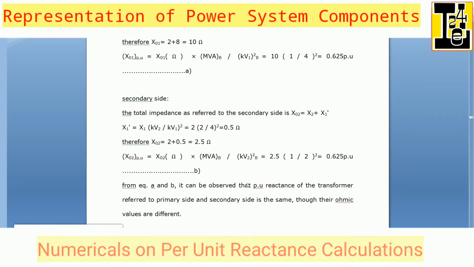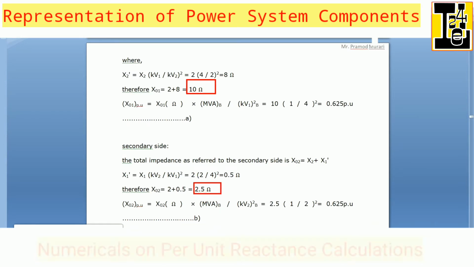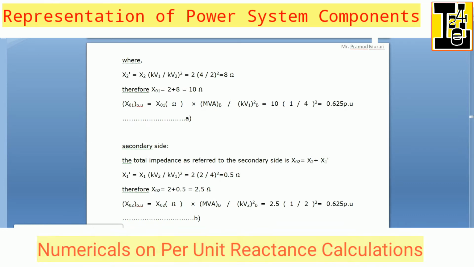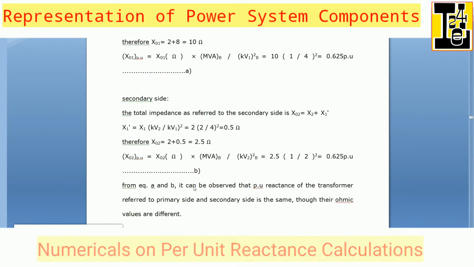So from these results we can say that though the ohmic value at the primary side is 10 ohm and at the secondary side it is 2.5 ohm, so they are different, the per unit reactance of the transformer on both sides will always be the same. Okay, so this is the solution of this problem, and please remember that per unit reactance on either side of the transformer will always be the same.